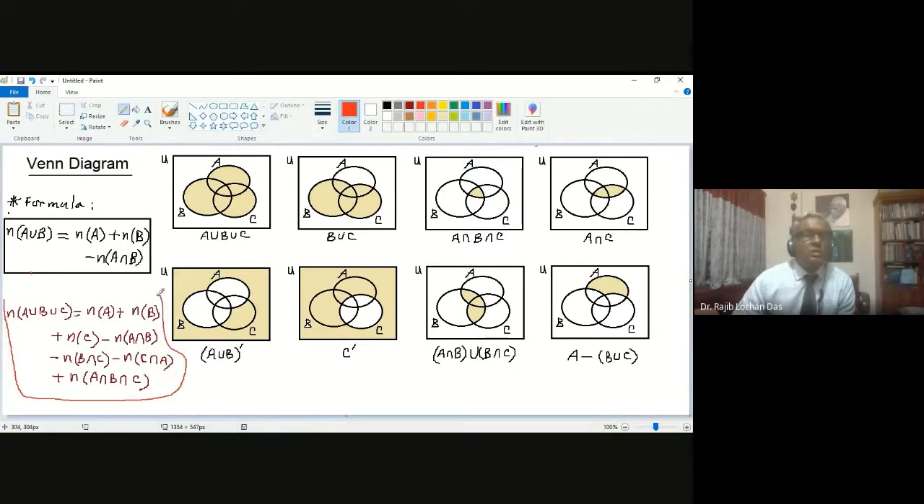But you do not need to memorize the formula. It's up to you. If you want, then you can. If you do not like it, then that is also fine. No problem. Okay. So that is it about the Venn diagram, and we will apply the Venn diagram concept, not the formula concept, to solve the problems from our everyday life.